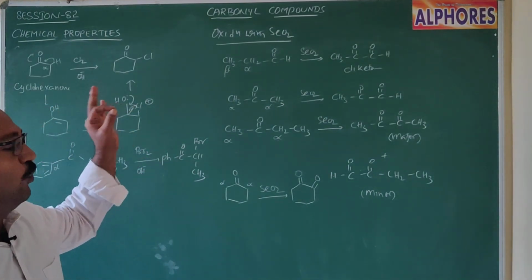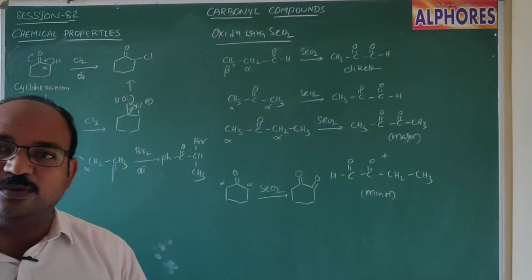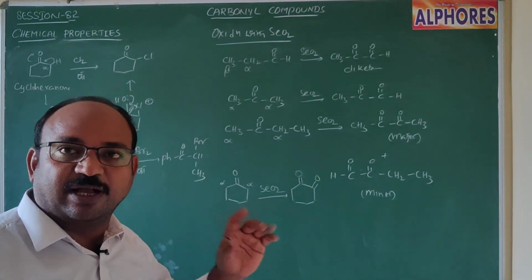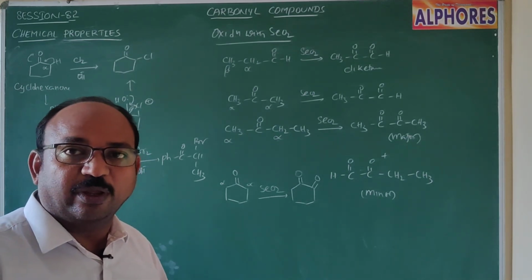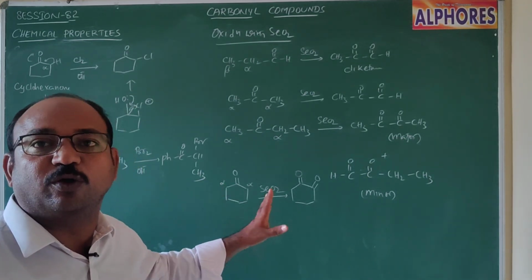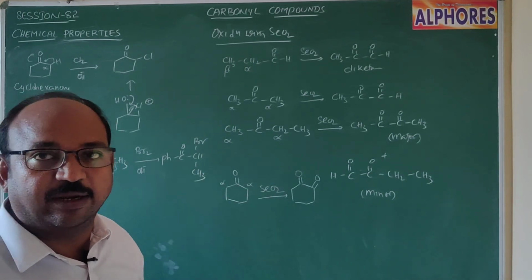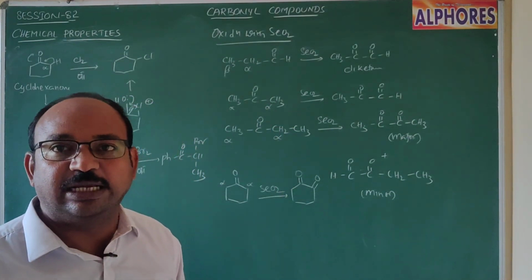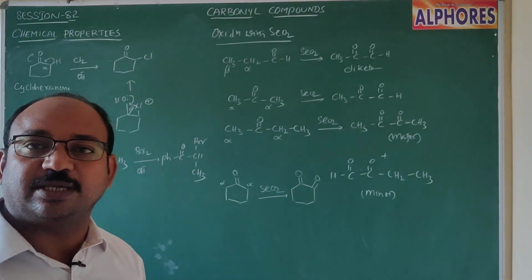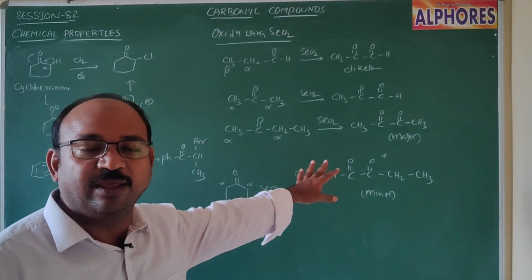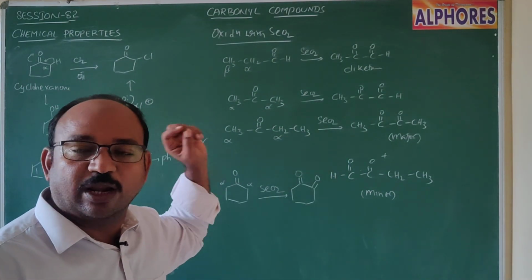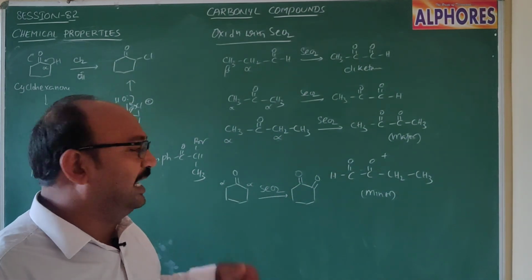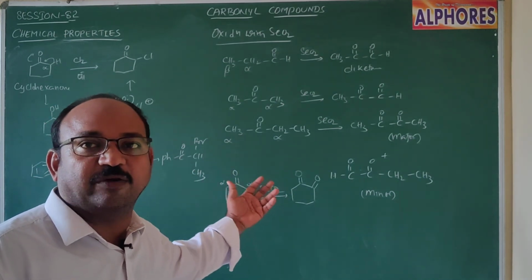That means when we are using selenium dioxide, it oxidizes the alpha carbon only. If it is a methylene group, it converts into a keto group. If it is a methyl group, it converts into aldehyde. But if the alpha carbon has only one hydrogen, in such a case oxidation is difficult. That means you do not get any aldehydes or ketones if the alpha carbon has only one hydrogen. And next we are going to discuss other properties of carbonyl compounds.